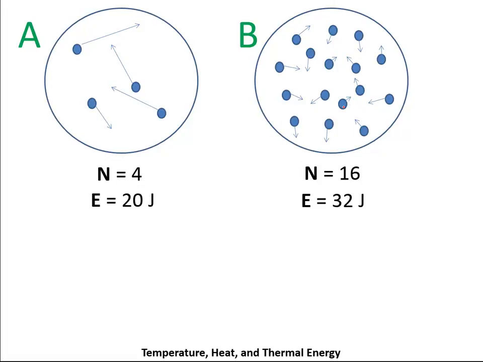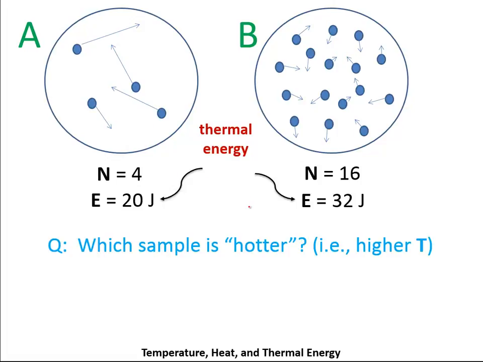B. Let's just say that we've carefully added up the total kinetic energies of these 4 particles, and let's say that that energy happens to be 20 joules. And if we do the same thing for these 16 atoms, the total thermal energy is 32 joules. Okay? So these two energies represent the thermal energy contained in each sample.